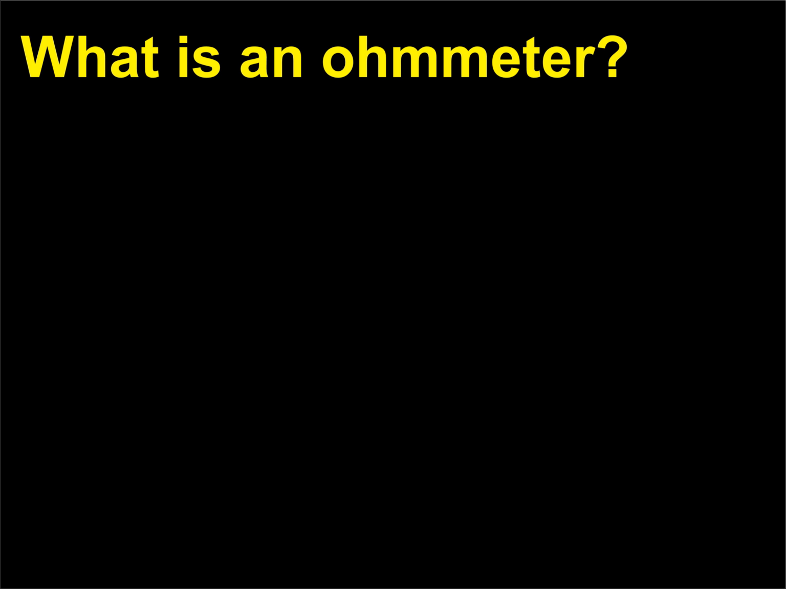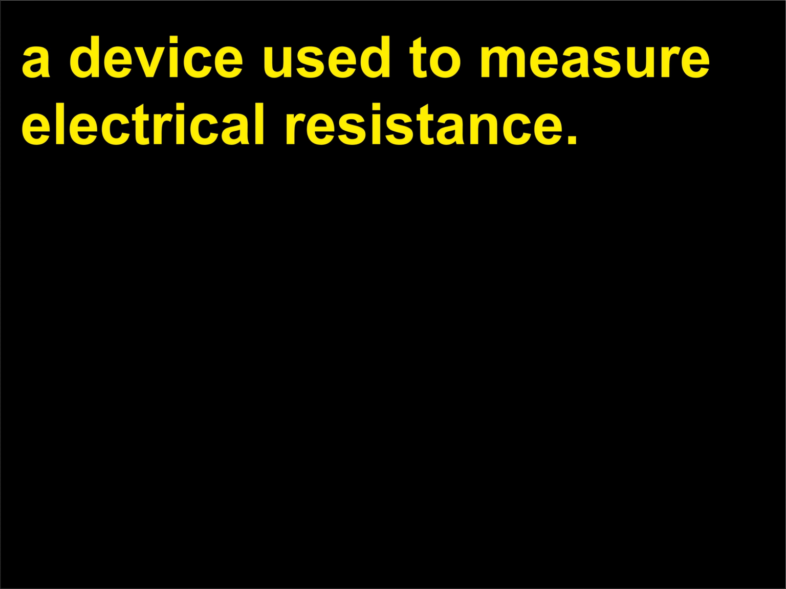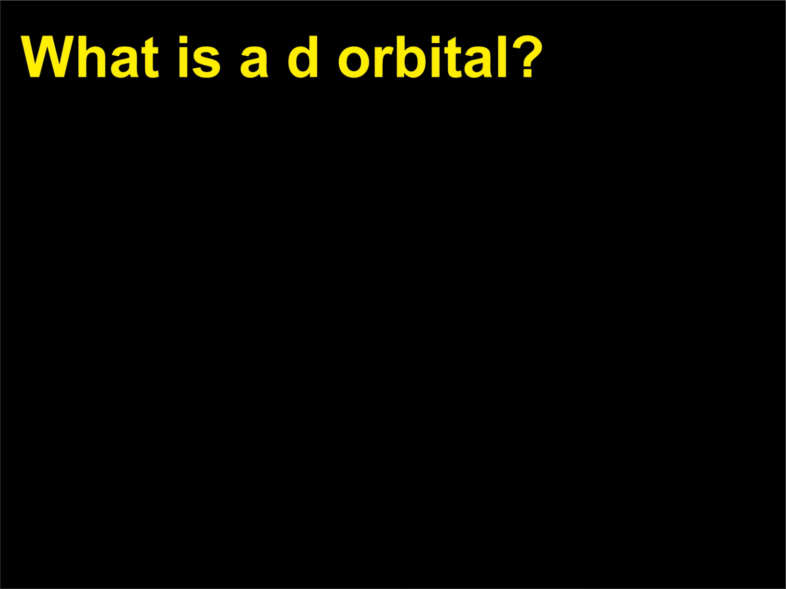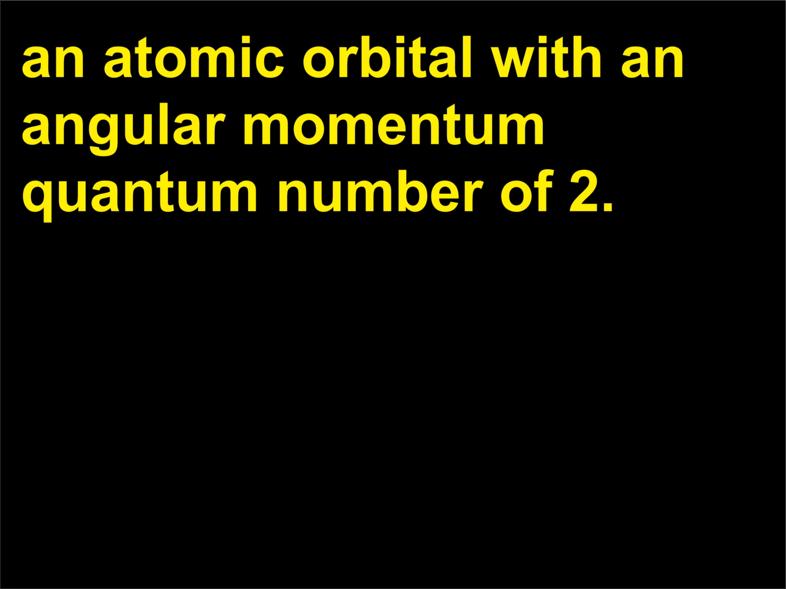What is an ohm meter? A device used to measure electrical resistance. What is a d orbital? An atomic orbital with an angular momentum quantum number of 2.